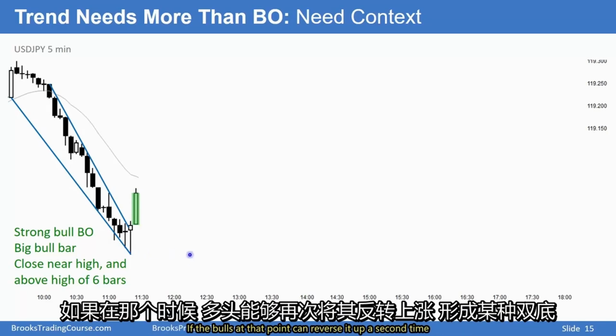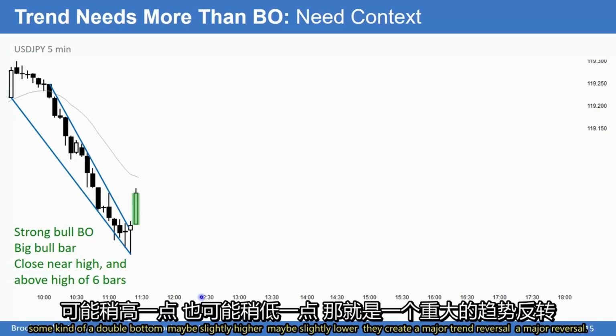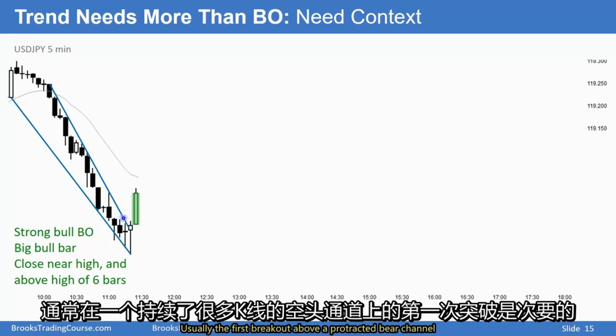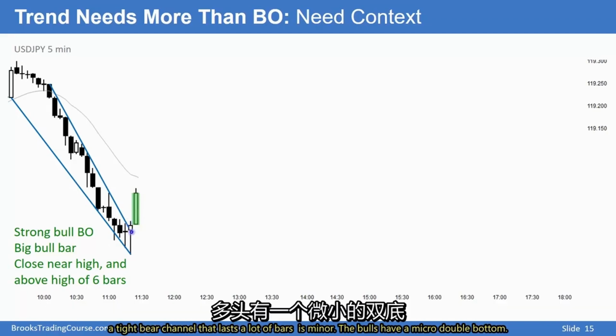If the bulls at that point can reverse it up a second time, some kind of a double bottom, maybe slightly higher, maybe slightly lower, they create a major trend reversal, a major reversal. But at this point, the odds are this reversal will be minor. Usually the first breakout above a protracted bear channel, a tight bear channel that lasts a lot of bars, is minor.